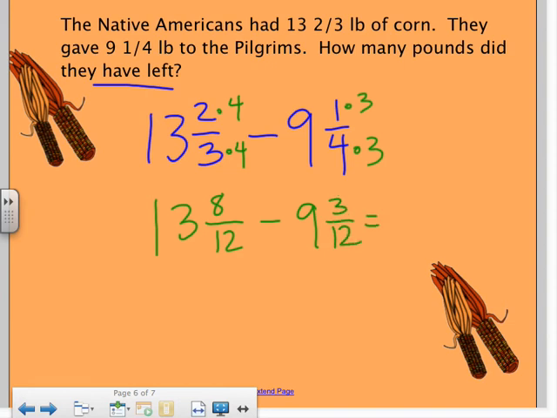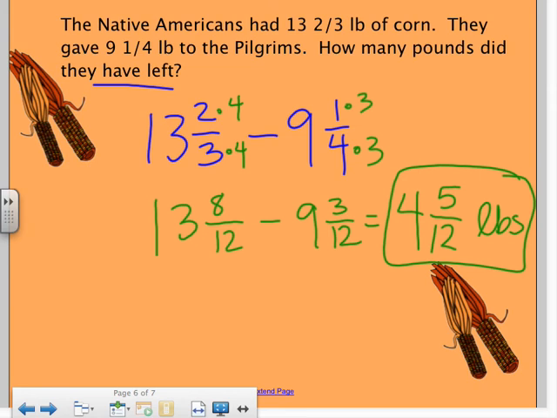And just like with the adding, you do the subtracting. So 13 minus 9 is 4. 8/12 minus 3/12 is 5/12. And that's your answer, 4 5/12 pounds of corn. So subtracting is a lot like the adding. Same thing, just make sure you're subtracting.